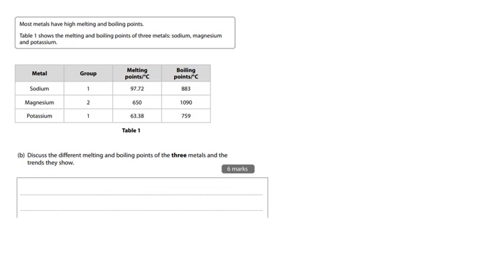Okay then. Most metals have high melting and boiling points. Table 1 shows the melting and boiling points of 3 metals, sodium, magnesium and potassium. Discuss the different melting and boiling points of the 3 metals and the trends that they show. So sodium, magnesium, potassium. Now you will have learned lots about trends in the periodic table, and hopefully the trends of melting points and boiling points.